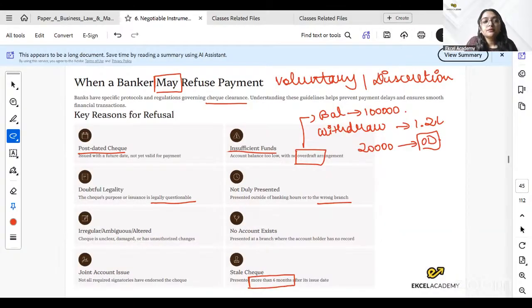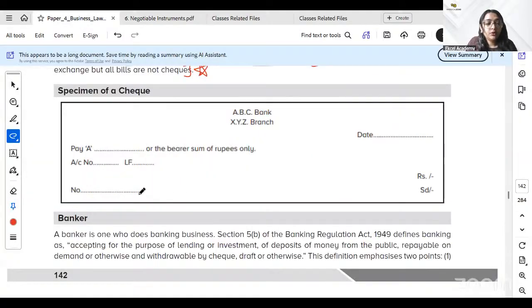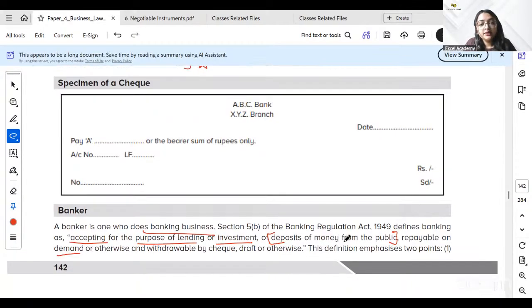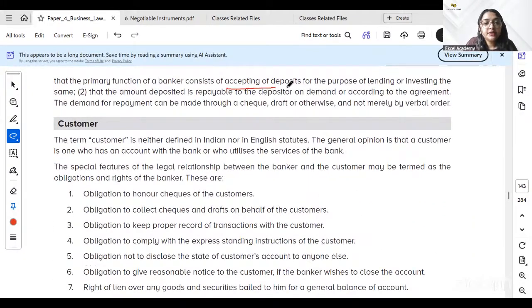All right. Now let's just quickly go back to the module wherein we'll understand all of these topics. Okay, so who is a banker? The one who does your banking business. What is your banking business? It is accepting for the purpose of lending or investment. Accepting what? Deposits of money from the public, repayable on demand or otherwise. This definition emphasizes two points. First one is accepting deposits, that is for the purpose of lending, and that the amount deposited is repayable to the depositor on demand or according to the agreement.